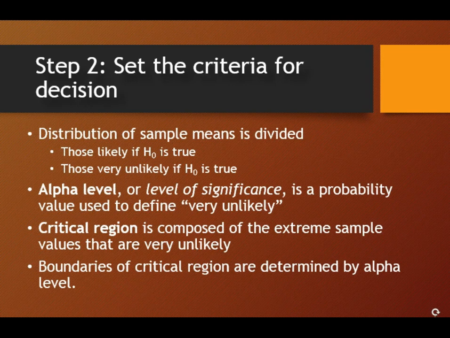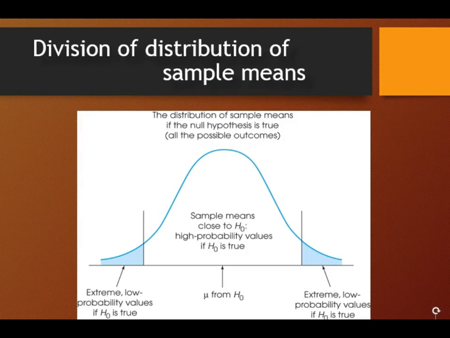When the distribution is normal, the extreme 5% corresponds to z-scores beyond plus or minus 1.96 for two-tailed tests. I often call the critical region the rejection zone because if a value falls within that area, you have evidence to reject the null hypothesis. This figure shows a normal distribution showing the likely and unlikely values to occur if the null hypothesis is true.